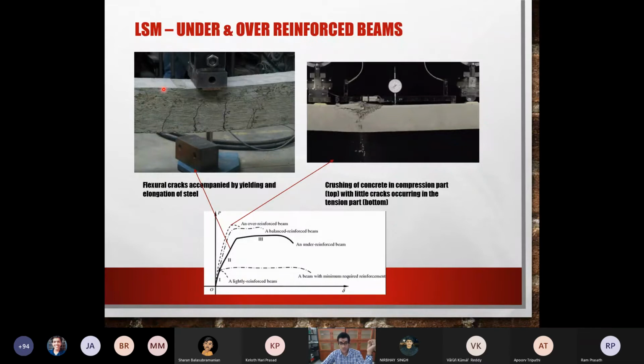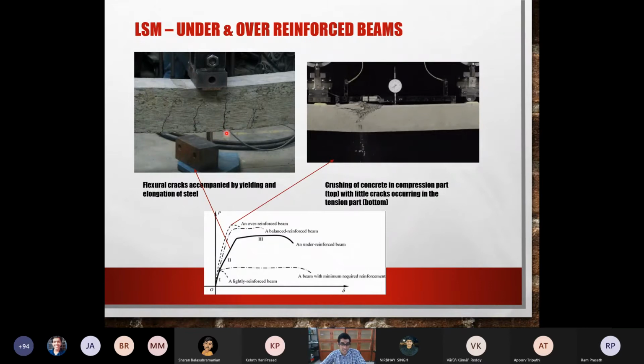As I told you, under-reinforced means which fails first, steel or concrete? Steel. Steel will yield first. Whenever steel yields, it will elongate a lot. Because the steel is elongating, it will pull the concrete apart and you start having these cracks. The direction and shape of the crack will tell you whether it is under-reinforced or over-reinforced.